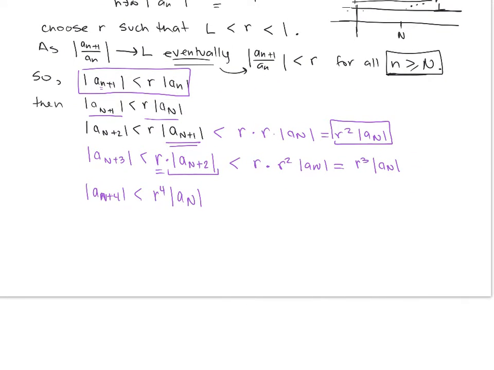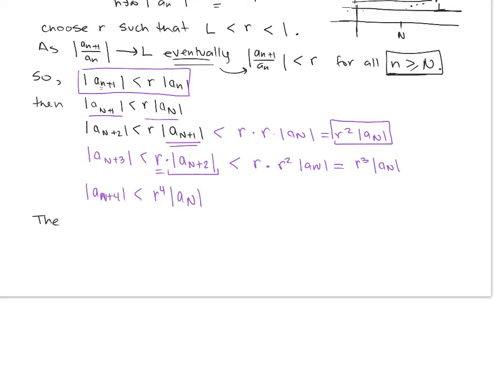But R is a number less than 1, so shouldn't that be continuously decreasing? That's the kicker here. That's how it's comparison to the geometric series, actually. So we just take a look at this so I say it right.